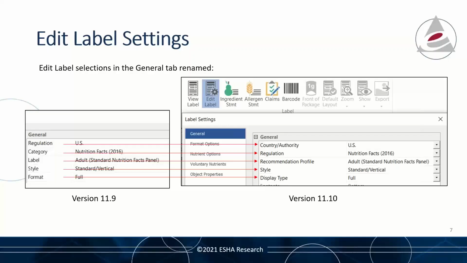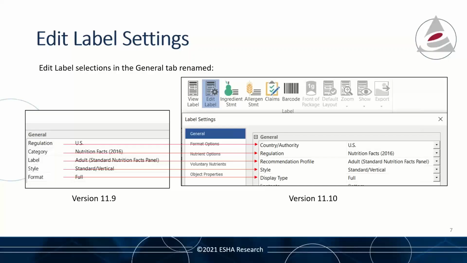Next, you'll see the recommendation profile, which was previously called label. For the US and Canada, you can create labels for specific age groups like adults, children, and infants. So by selecting the recommendation profile, the label adjusts to display the appropriate nutrients, adjust daily values, and other pieces of information that are required for that particular age group that you've chosen.